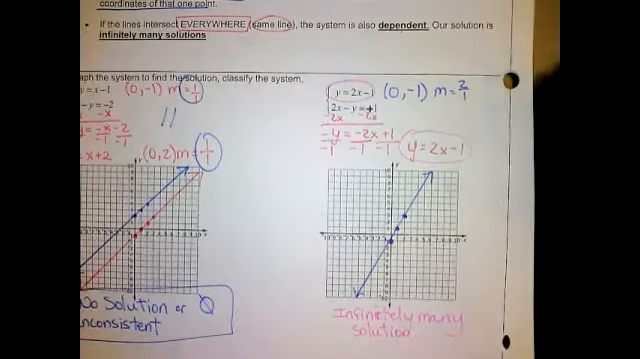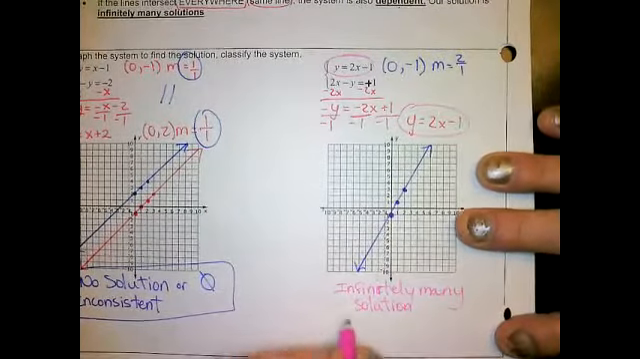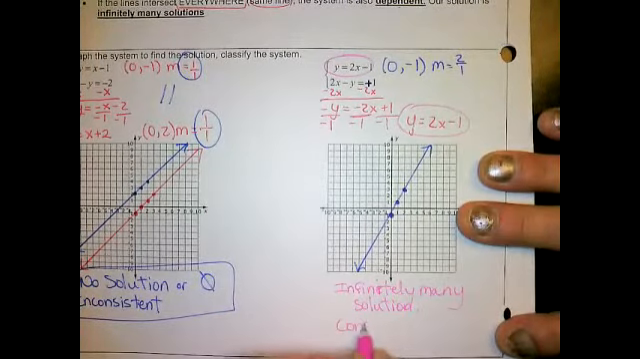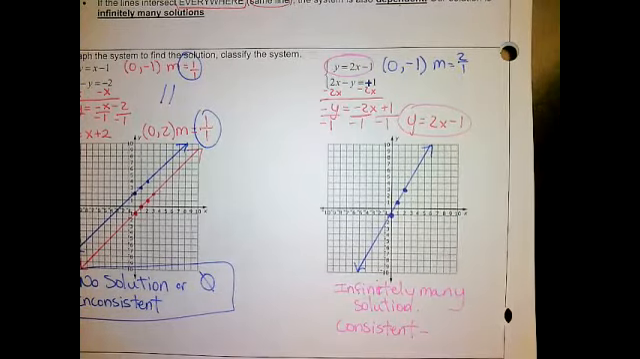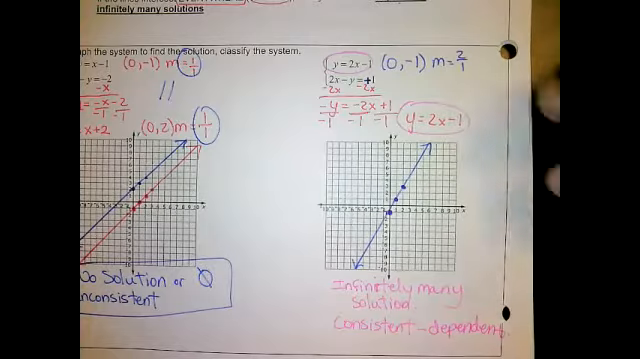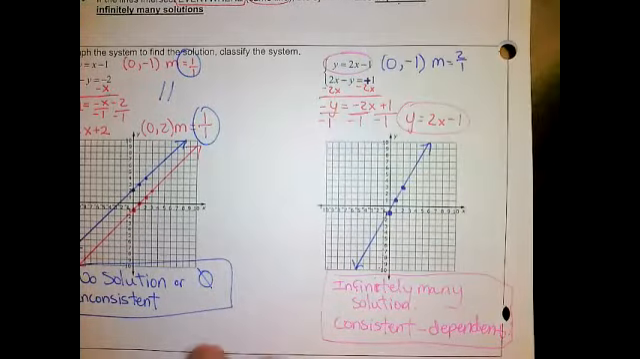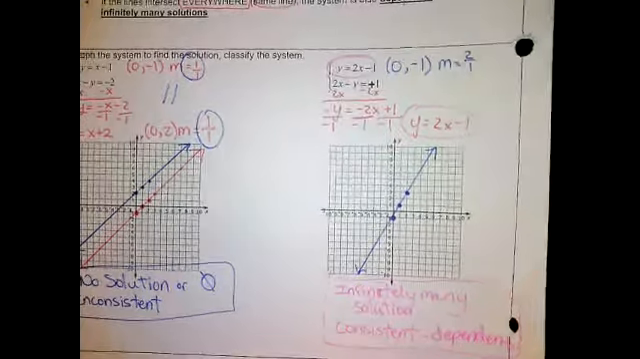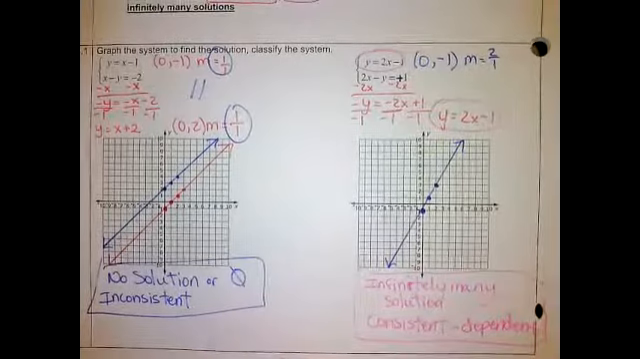Okay, but now I need to classify the system. Since it does have at least one solution, it's consistent. And then I have to decide whether it's dependent or independent. And in this case, it is dependent. So that is my whole answer to this problem. So that is graphing. That's all we're doing today.